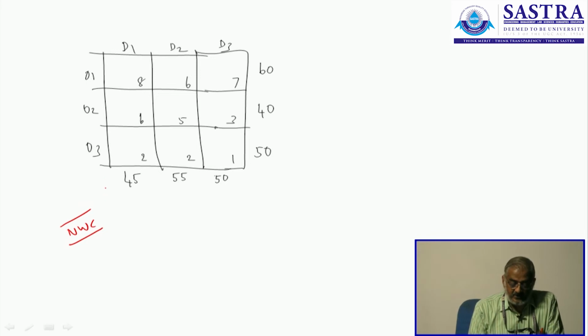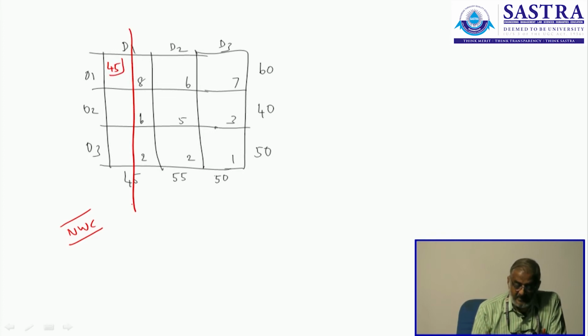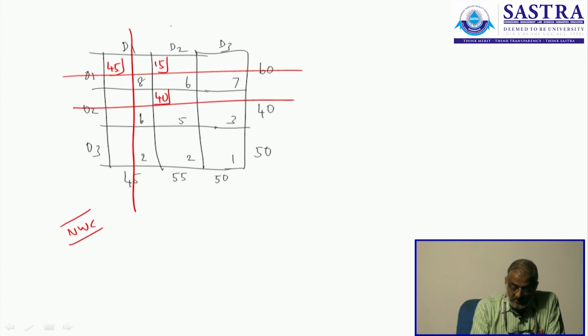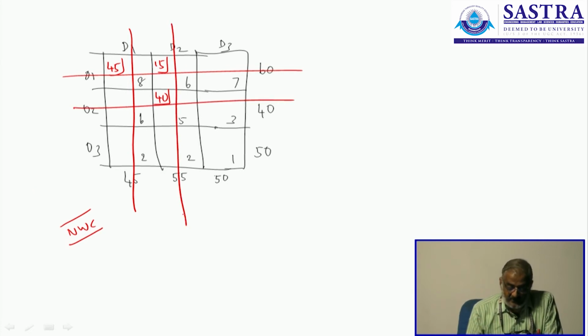Now what is northwest? O1 D1, where the demand is 45, supply is 60. I can satisfy all the demand, so I can cross this demand. Next northwest cell is O1 D2, where the demand is 55, but the supply is 60 minus 45, that is 15 units. So 15 we can supply, and against this supply is over. Next northwest cell is O2 D2, where the demand is 55 minus 15, 40. So supply is also 40. So I can put 40 here. Supply is out, and demand can also be taken off.